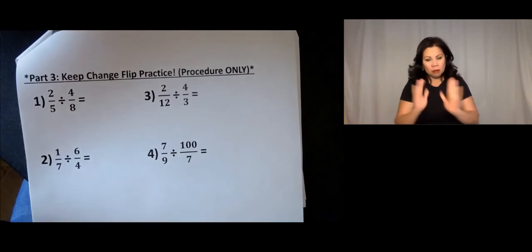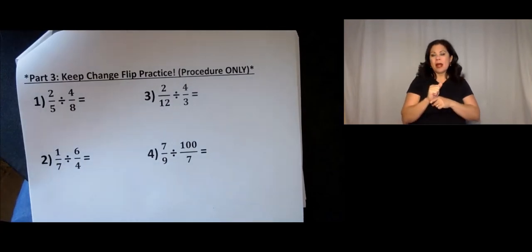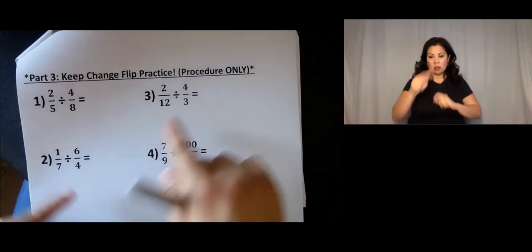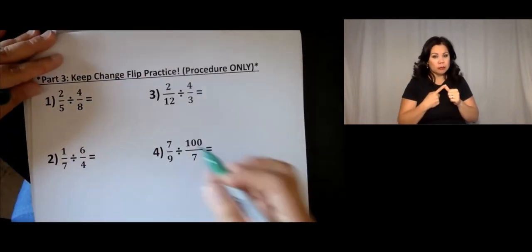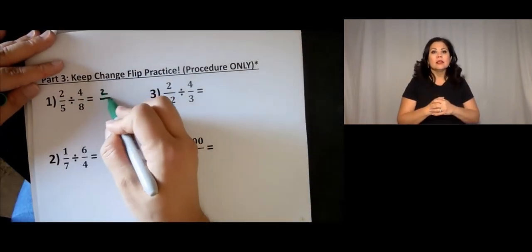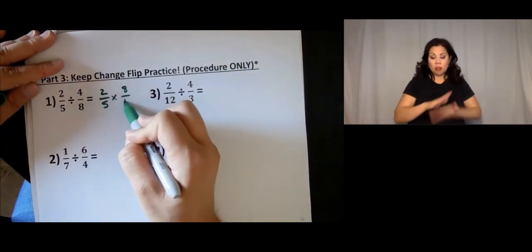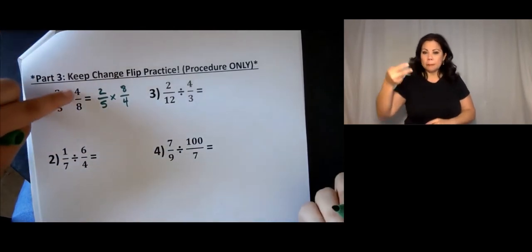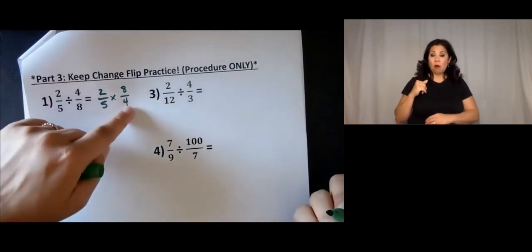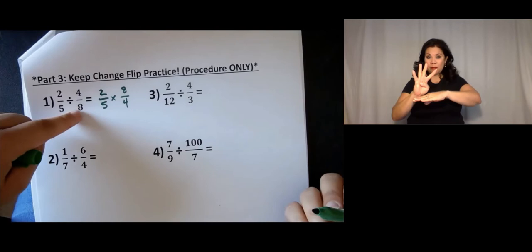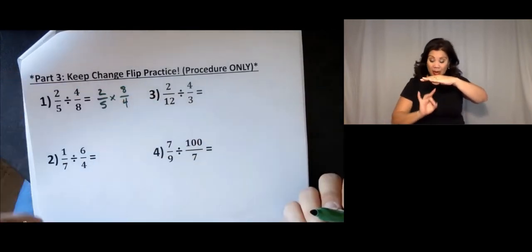This is just for us to practice the keep, change, flip. So I'll do the first one with you, and then I want you to do that with the rest. Again, we're not solving these problems. So I'm going to keep the first fraction the same, change the division to multiplication, and then flip this second fraction. It was 4 as a numerator, now 4 is the denominator. The denominator was 8, now the numerator is 8.